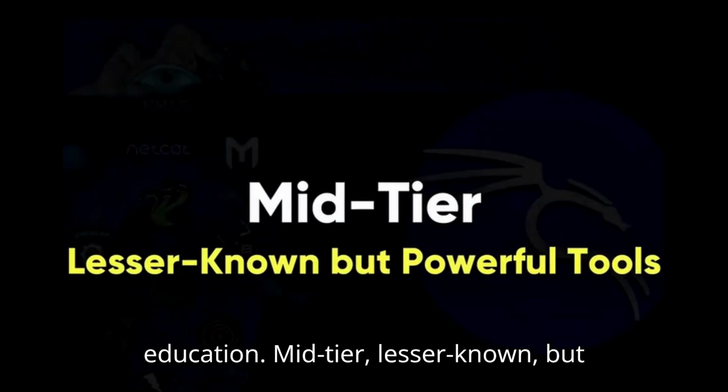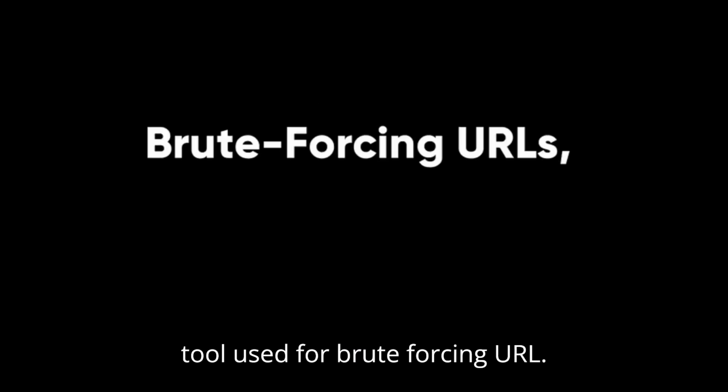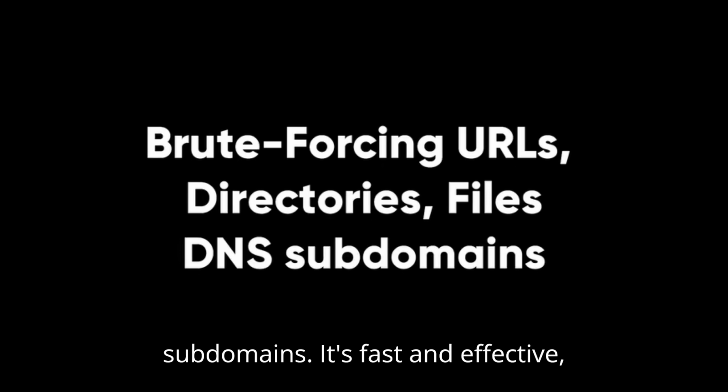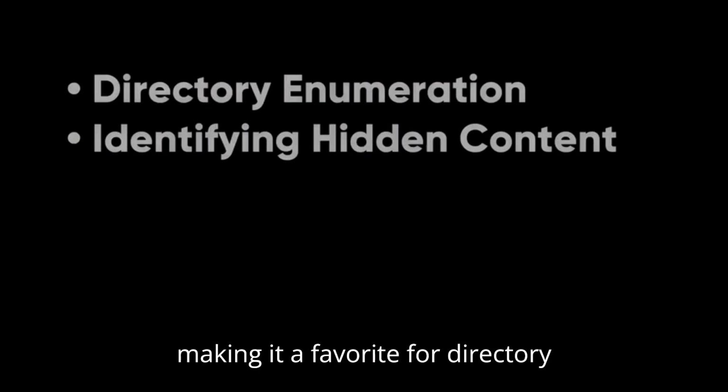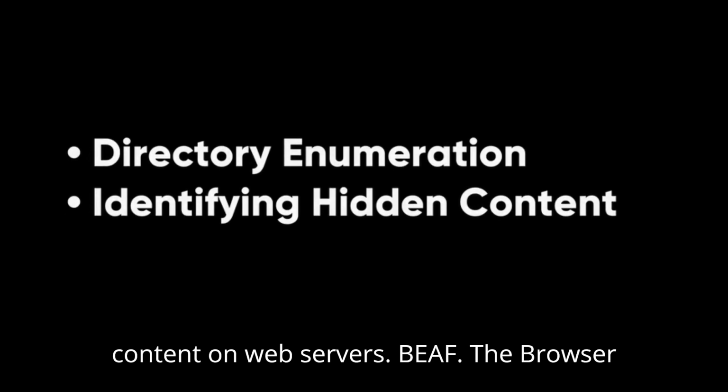Mid-tier, lesser-known but powerful tools. GoBuster. GoBuster is a tool used for brute-forcing URLs, directories, and files, as well as DNS subdomains. It's fast and effective, making it a favorite for directory enumeration and identifying hidden content on web servers.